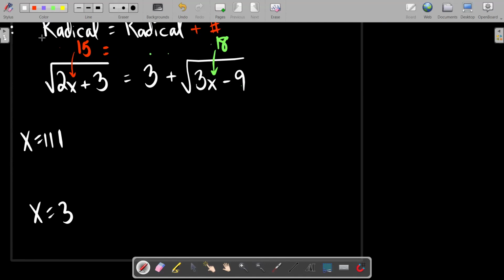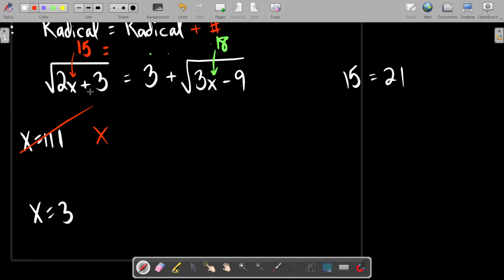21. So 111 is trying to tell us a big fat lie that 15 on the left side is the same as 21 on the right side, which of course is not true. So x equals 111 gets a red X of shame.